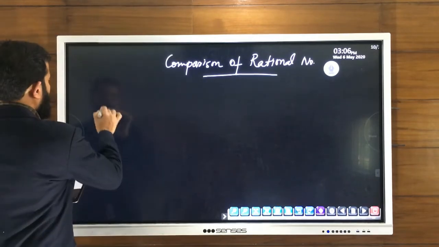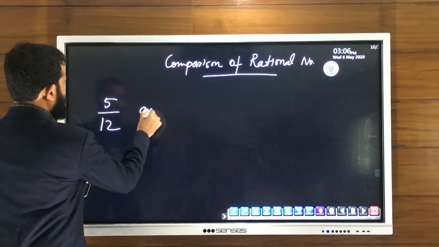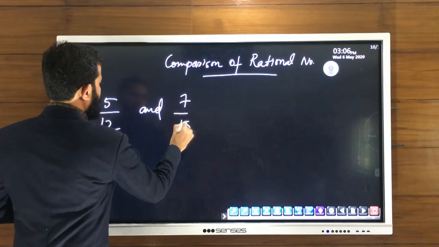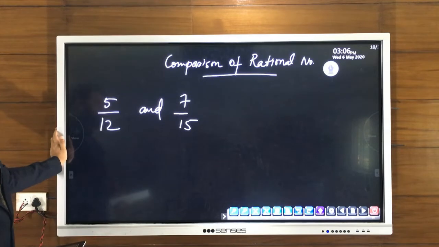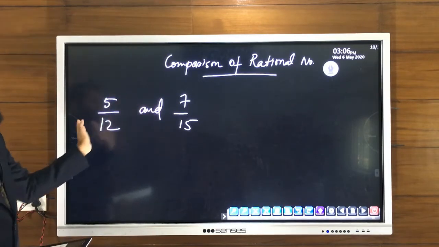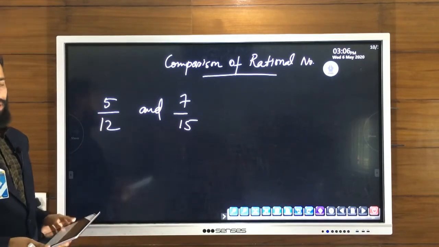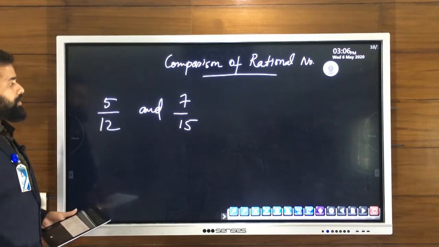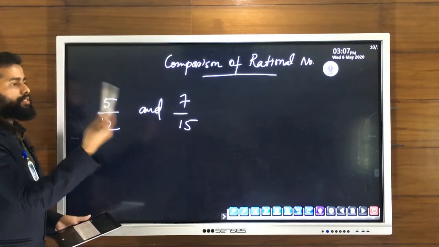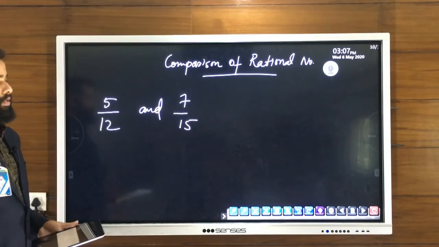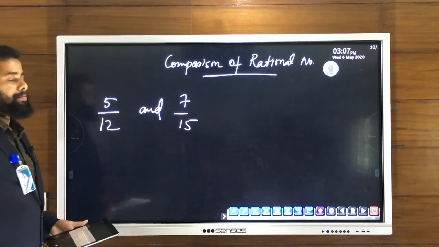First of all, two examples we can discuss: 5 by 12 and 7 by 15. We have two rational numbers, 5 by 12 and 7 divided by 15. We are comparing these two rational numbers, and we need to find out which is the greatest number and which is the lowest number. So what we have to do first is change both numbers into equivalent fractions by making their denominators the same. So how can we make the denominators the same?